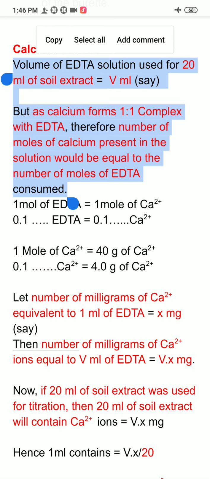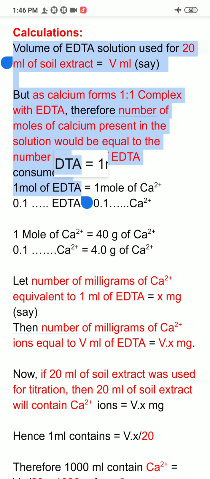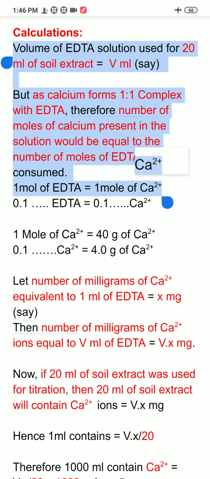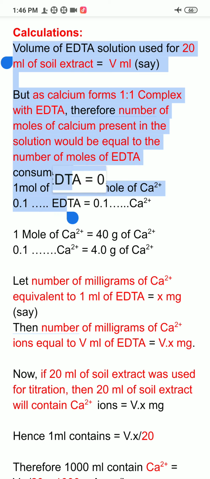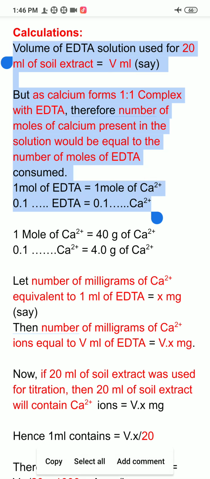So I can say that if I am having 1 mole of EDTA, then it would be equal to 1 mole of calcium ions. Similarly, if we are using 0.1 moles of EDTA, then it would be equal to 0.1 moles of calcium ions. So now by using this generalization we will do our calculations.